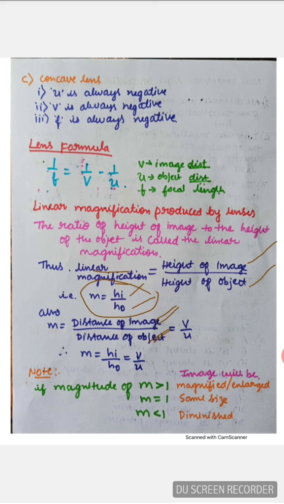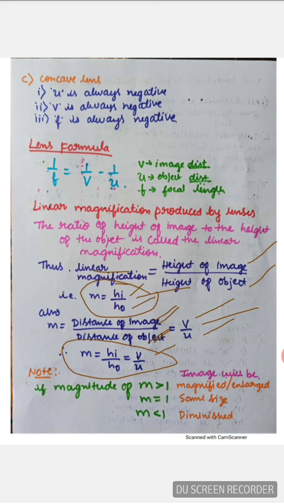So image distance is represented by letter v, object distance is represented by letter u, therefore m is equal to v by u. So from this equation and this equation we can write m is equal to hi divided by ho is equal to v by u. So in the case of lens, m is equal to hi, that is image height to the object height, which is equal to image distance to the object distance. So this is the magnification formula in the case of lens.